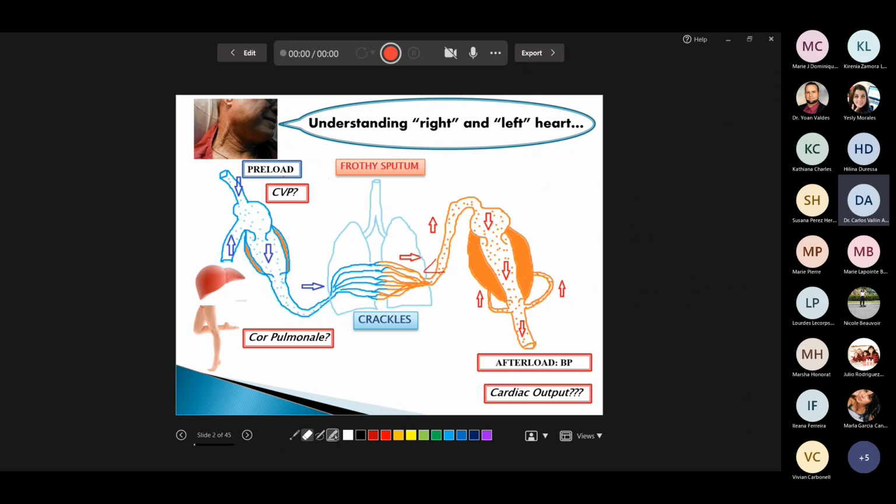And a very interesting detail: during the day, when you are sitting, your legs are very swollen, because the excess of liquid, the fluid volume excess, is accumulated in the lower extremity.